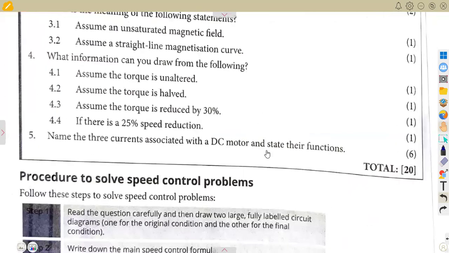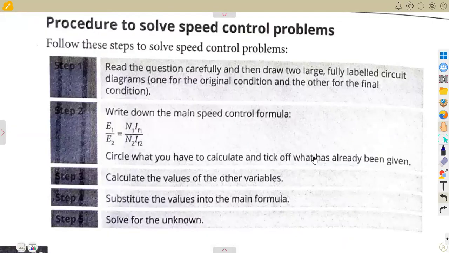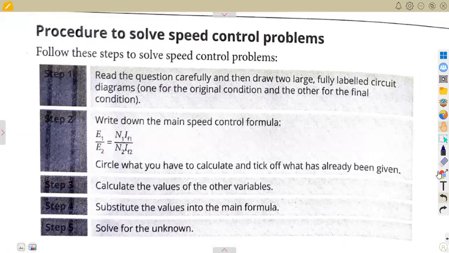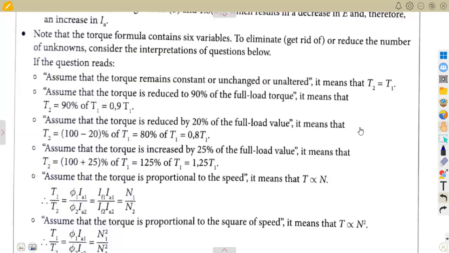So this is what you're going to do in the exam whenever you're given this part of the torque. These are the procedures that you need whenever you attempt a question on speed control. Like I said, read the question, then use the formula, this and that. We are going to talk about that, but I wanted you to have this part. It is important that you understand this when dealing with the torque.